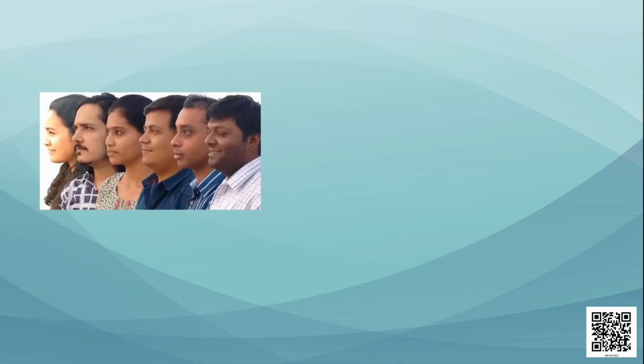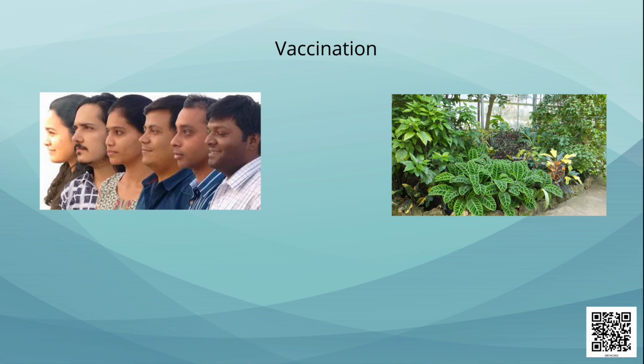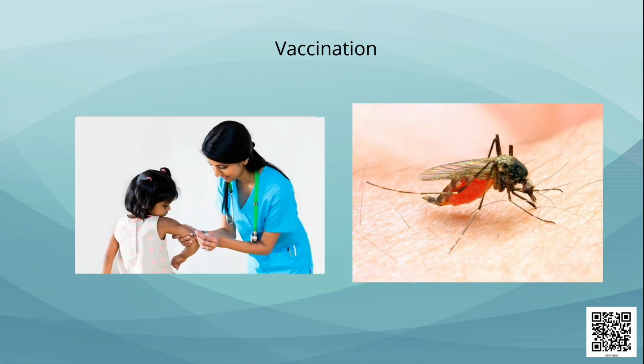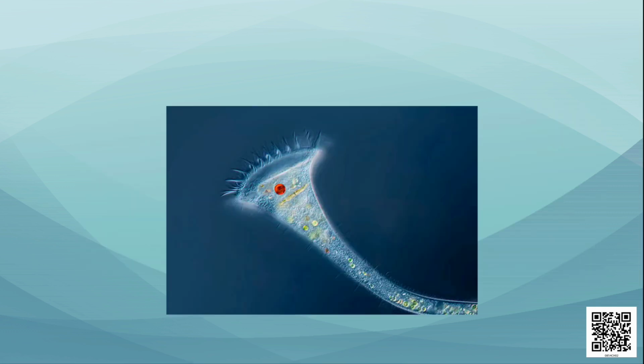Students, do you know about vaccination? Why are infants given vaccination? When a disease-causing microbe enters our body, it produces antibodies to fight the invader microbe, and remembers how to fight against the microbe if it enters again.